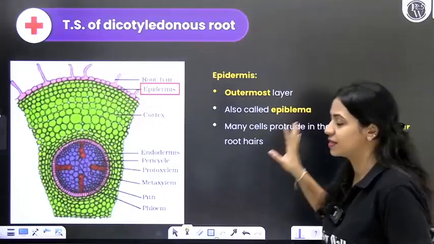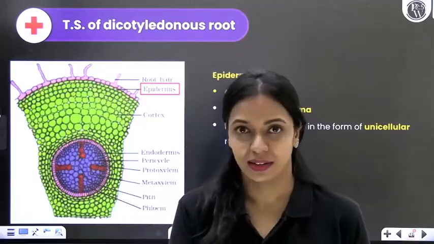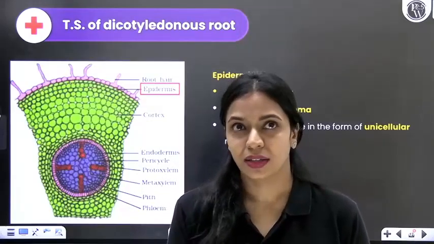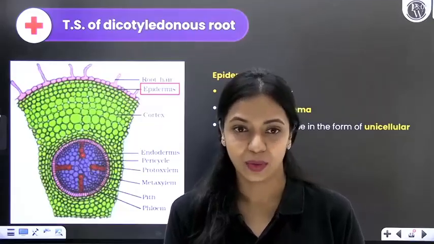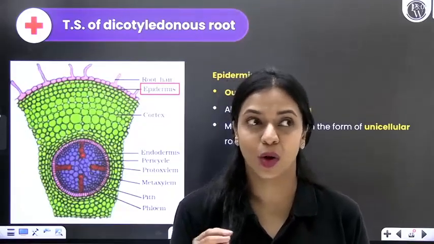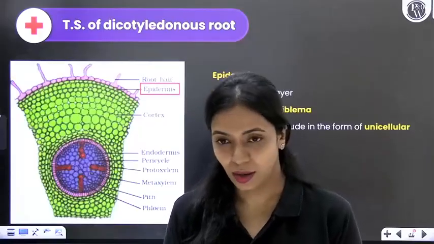This is a transverse section of a dicot root. First we learn about dicot root, then we learn about monocot root. What in dicot root should we learn about is the section, what kind of tissue is located where, what is its function, and all of that. Now, how did we get to this diagram?